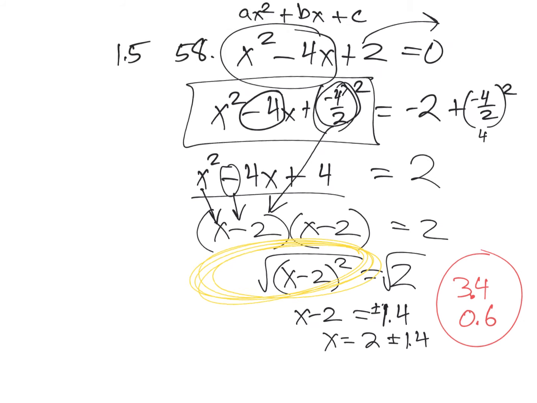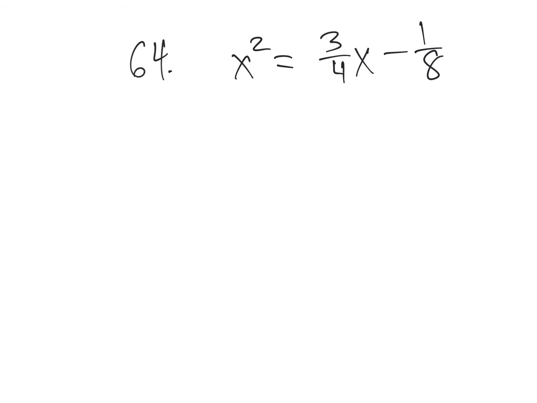another problem here. Let's do number 64. This is really ugly. I don't think I've ever done this one. X squared equals 3/4 x minus 1/8. Welcome to fractions. We're all happy, right?